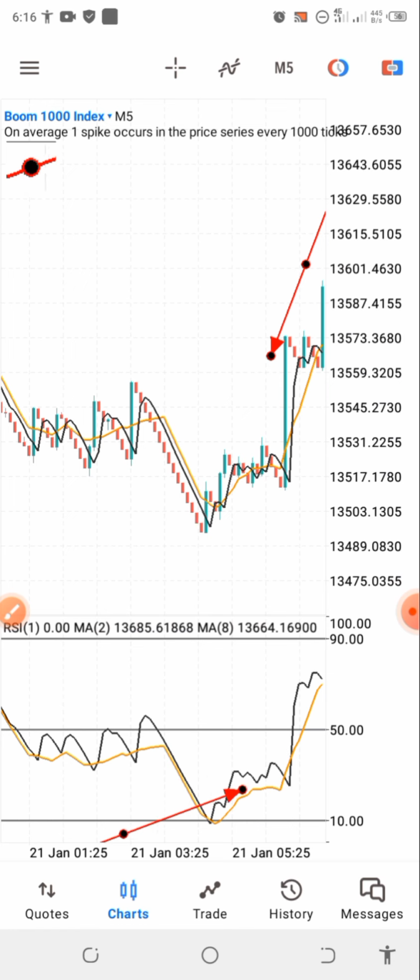Once you see the market doing this, you can see when the spike moves and the moving averages touch the 50 levels of the RSI, that's when we want to close our positions, and then you are out of the market.